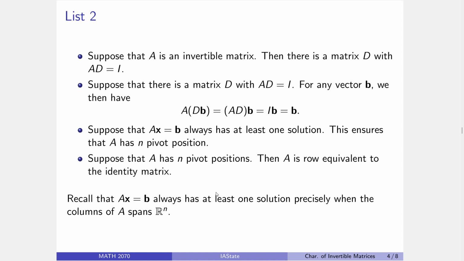So far we have investigated the algebraic side of being invertible. I can multiply on the left or the right and get the identity. We saw the connection to that with systems. Ax = 0 only has the trivial solution, Ax = b always has a solution. We've seen it connected to row equivalence to the identity or having pivot positions. We've also seen a connection to the columns being linearly independent, or the columns spanning.